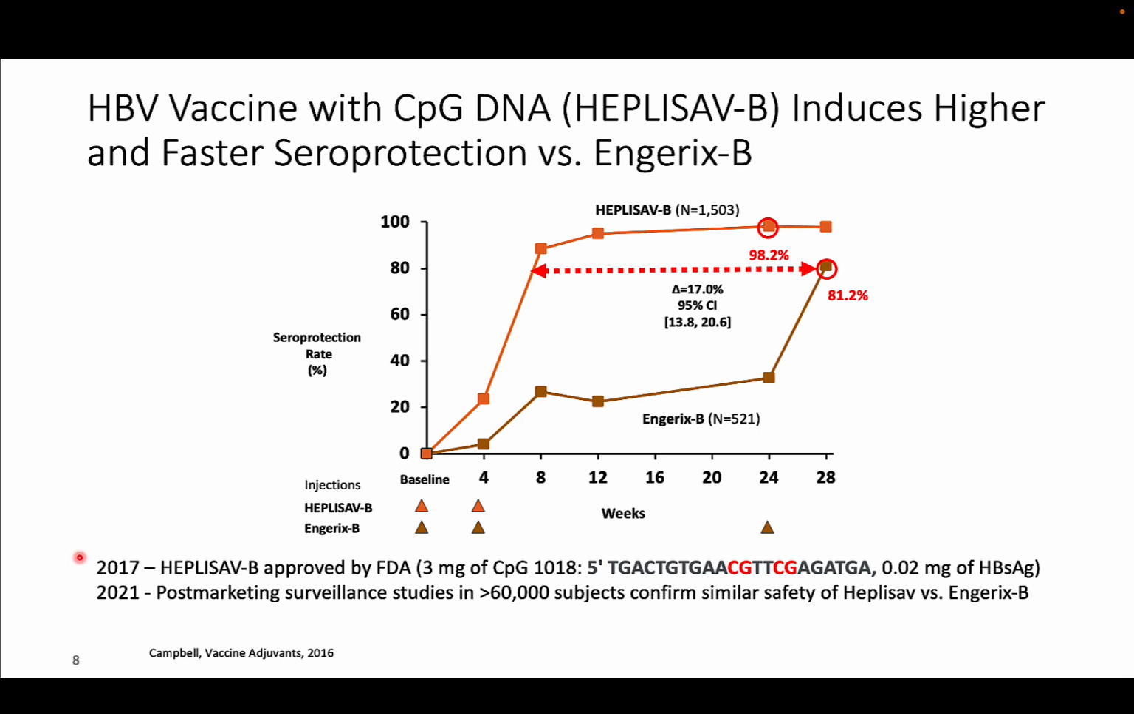So this was approved by the FDA in 2017, and since then, post-marketing studies in tens of thousands of subjects have confirmed that there's similar safety of Heplisav-B compared to Engerix B, and so I think there's a great deal of potential for other vaccines also to benefit from the substitution of CpG DNA for other adjuvants to accelerate and enhance those antibody responses. And in the next video, or in an upcoming video, we'll talk about the application of CpG DNA for cancer immunotherapy as well.